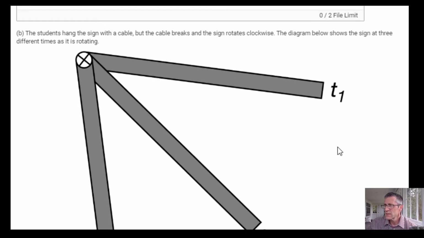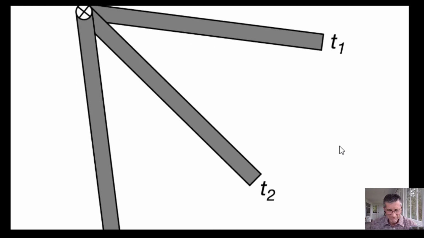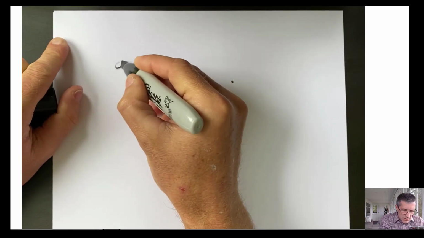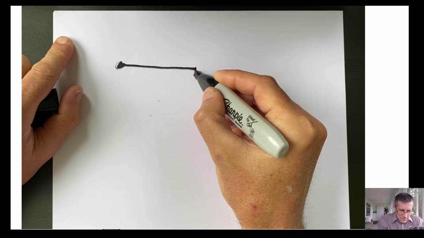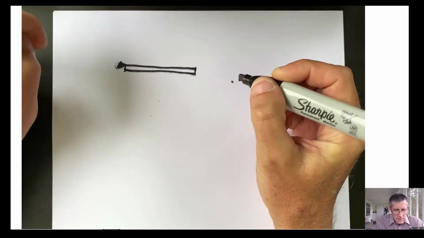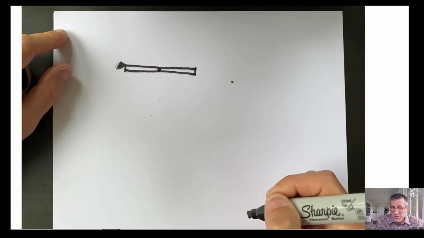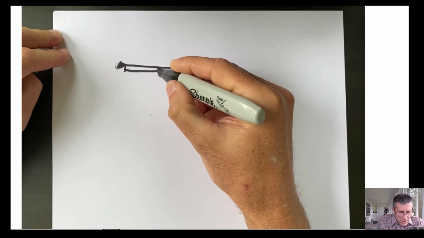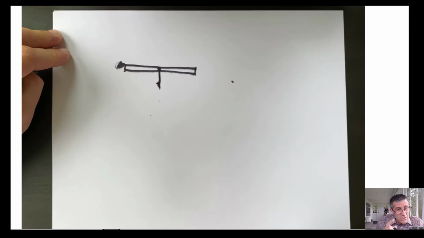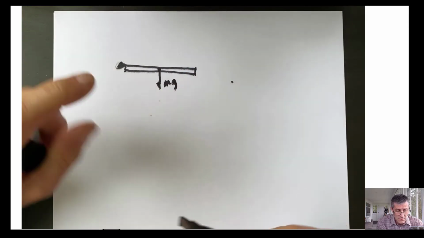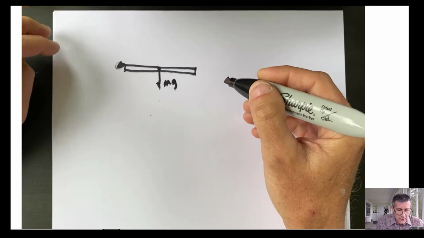So the angular acceleration. What's causing this to have angular acceleration? Well, think about this. At position T1, here's my bar, and I'm going to pretend all of the mass is at the center of mass, and it experiences a force of gravity pulling it straight down. That's the only force acting on this.